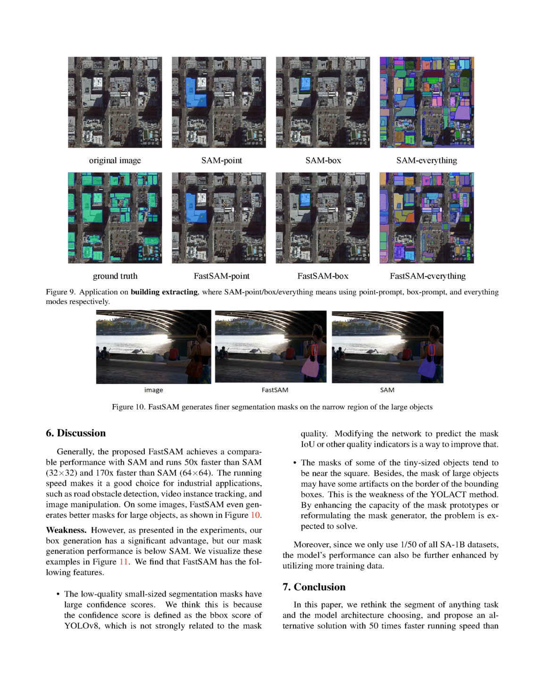One way to improve this is by modifying the network to predict the mask intersection over union, IOU, or other quality indicators. 2. Masks of tiny-sized objects tended to be square-shaped. Additionally, the masks of large objects sometimes exhibited artifacts along the borders of the bounding boxes. This represents a weakness in the YOLACT method. However, this problem can be addressed by enhancing the capacity of the mask prototypes or by reformulating the mask generator.